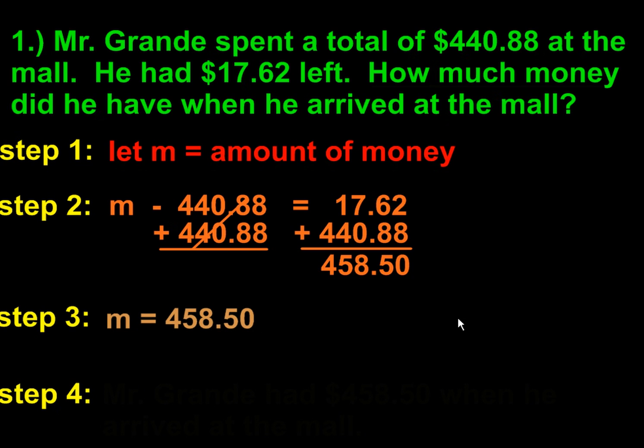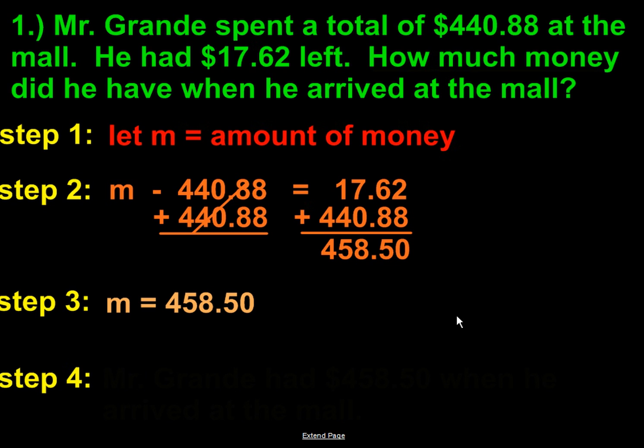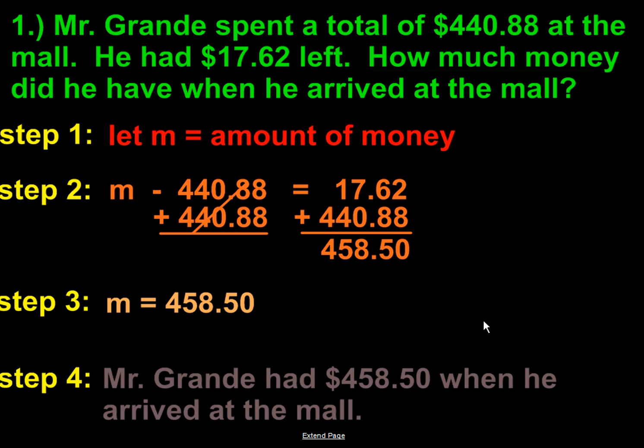And now we know how much money he arrived with, but we still haven't answered the question because it's a word problem. We have to answer it in a sentence. So we have Mr. Grande had $458.50 when he arrived at the mall. Okay, let's take a look at the next question.